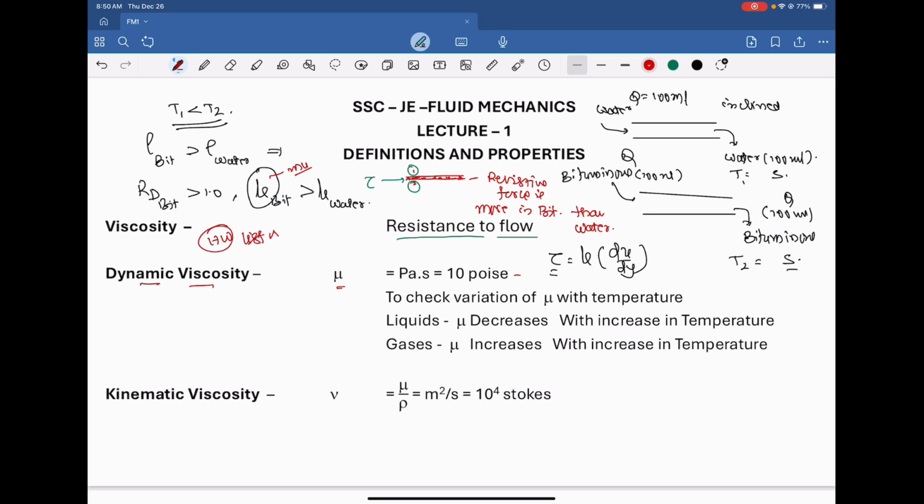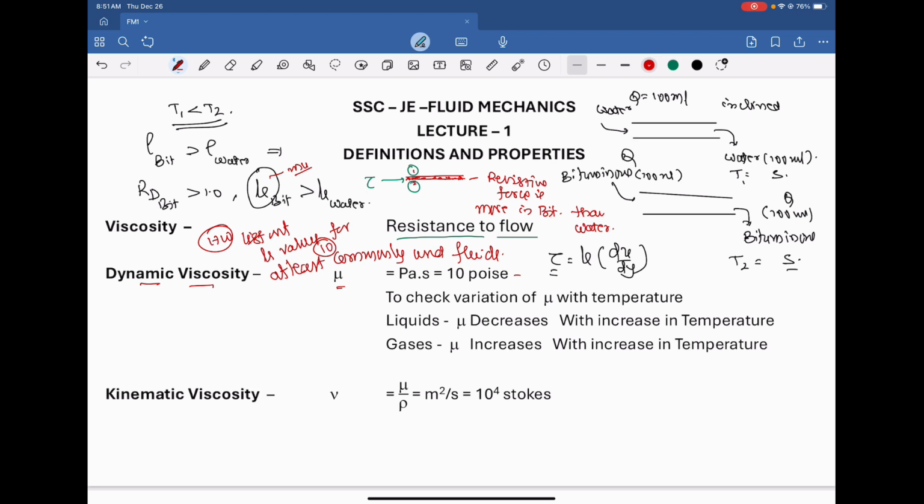List out the mu values for at least 10 commonly used fluids. List out the viscosity values for at least 10 commonly used fluids. I told you one is bituminous, another is diesel, another is water, and you can say benzene, alcohol.